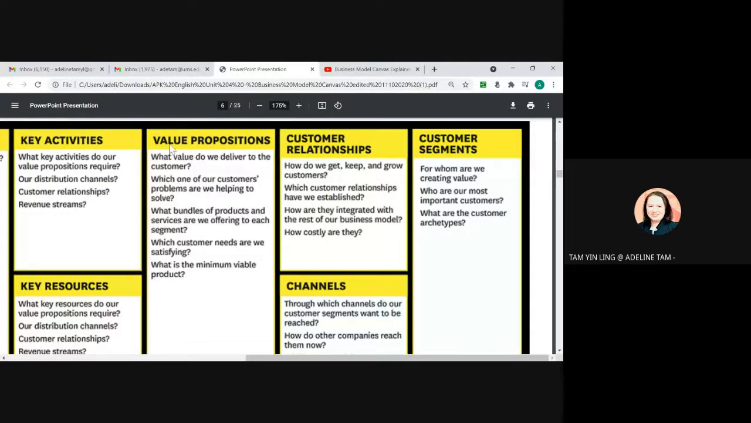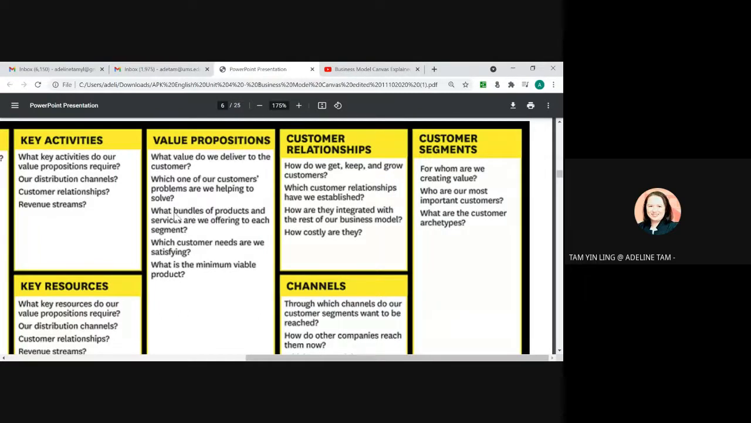What are the values that we propose or give to the customer? So the first question we ask is, what value do we deliver to the customers? Is it the value of the food itself or the value of the service? Next, which of our customers' problems are we helping to solve? What problems do you solve?